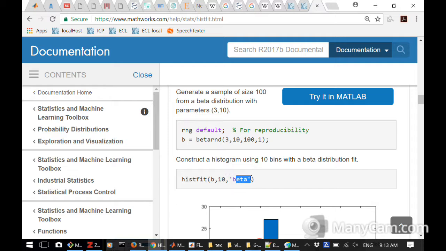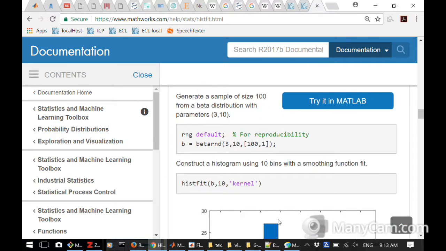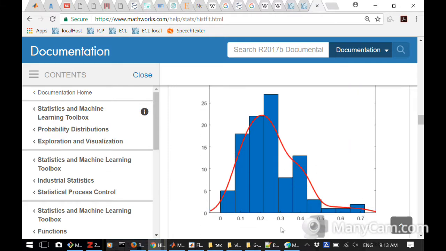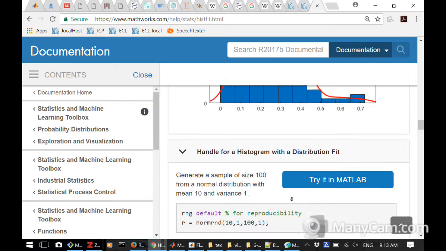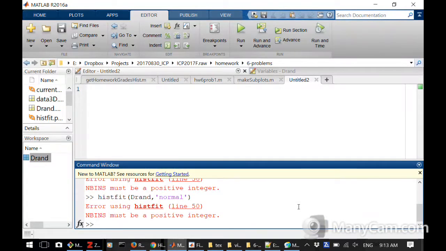You can try beta distribution. Many of these distributions you may not be familiar with, but that's fine. In future, when you go to your real work, research, or industry work, then you will have to use these sorts of distributions. Anyway, that's not our problem.